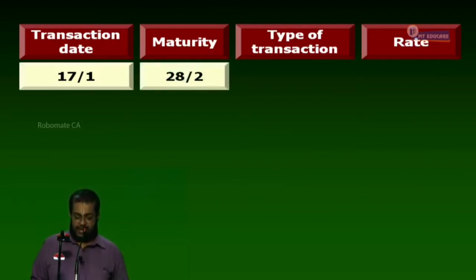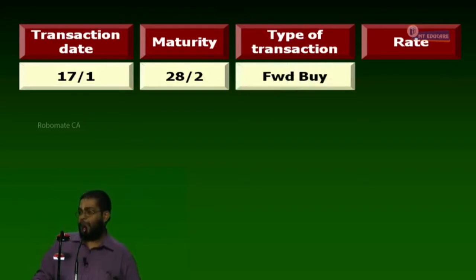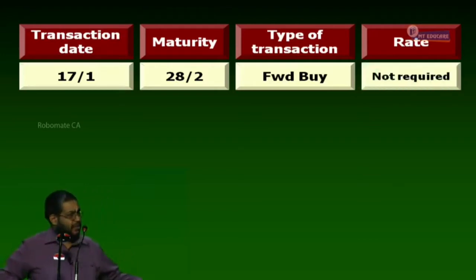28 February. Because you can see from the wording that we want to settle the payable on 30th March and not on 28 February. Originally you wanted to settle on 28 February. Okay. Now, what is the type of transaction? Forward buy. I went to the bank to buy. Rate required or not required? Not required. Even though I can find it out, I don't want it.